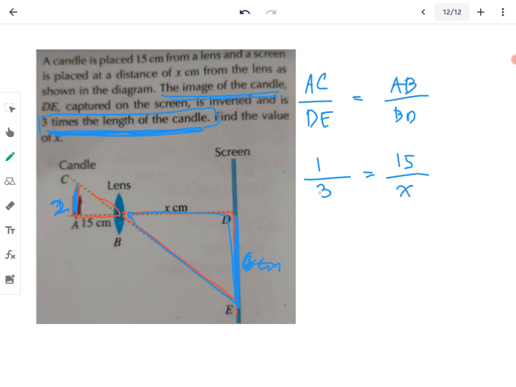We can cross multiply. 1 times x is x, 3 times 15 is 45 cm. Therefore the distance from the lens to the image, which is the big screen, the distance of that lens and the screen is actually 45 cm. So that's how we use similarity of triangles in worded problems.